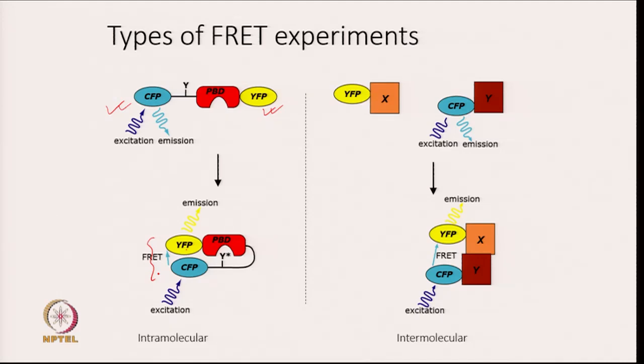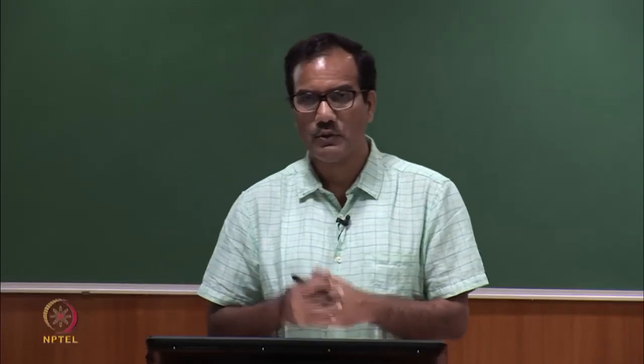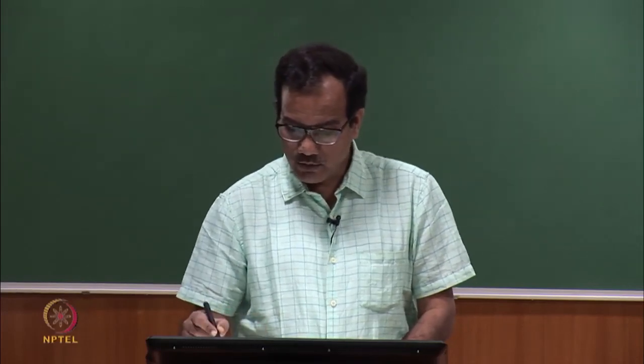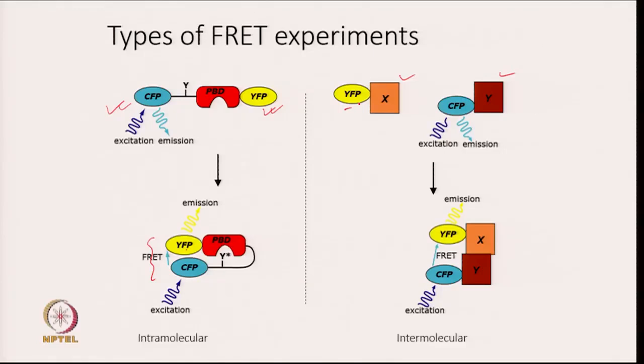The second experiment is the intermolecular experiment, which is generally used to look at the interaction between two protein molecules or two molecules. So these are the two molecules X and Y. One is labeled with YFP and another is labeled with CFP. When they are apart, if I excite CFP, it will emit. Now if I put them together and if there is an interaction, it means the distance between CFP and YFP will be small enough to have good FRET. And so when you excite CFP, your emission will happen from YFP.